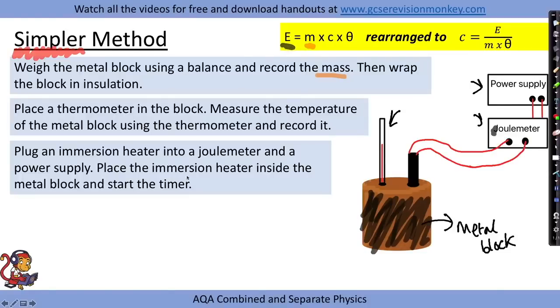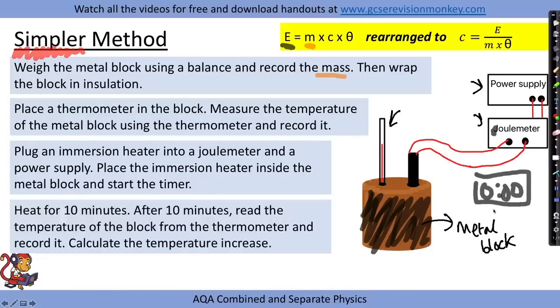We place the immersion heater inside the metal block and start a timer. Next, we heat it for 10 minutes, and after 10 minutes, we read the temperature from the thermometer and record it. And we use this then to calculate the temperature increase. Temperature after minus temperature before gives us the temperature increase.